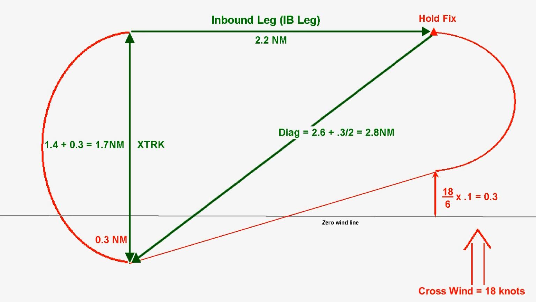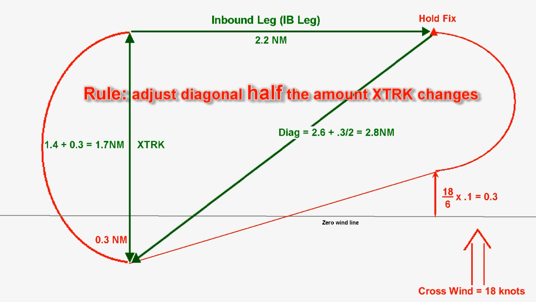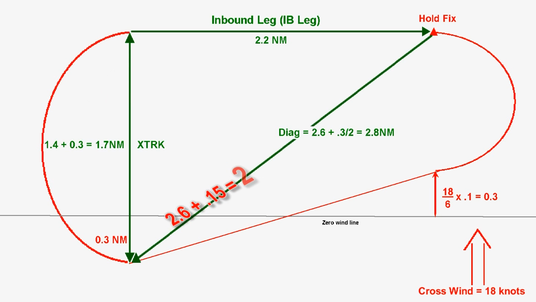One final question to be answered is, what is the revised diagonal distance? We need to know this in order to know when to turn back inbound. In zero wind, we know it was 2.6 nautical miles, but you can see that when cross-track is increased, the diagonal distance increases as well. The rule of thumb that I use is to increase the diagonal distance half the amount I increase the cross-track. In this case, I'm going to increase cross-track by 0.3, so I will increase the diagonal by 0.15, which makes it 2.75. But that's too precise, so just round it off and call it 2.8.